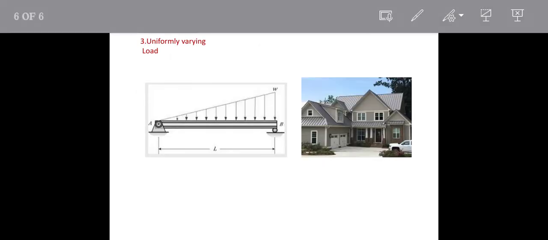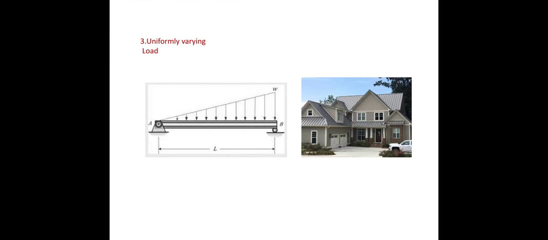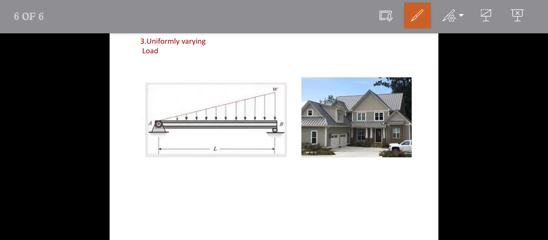So next, third type of load is uniformly varying load. So in this type of load, the load is distributed throughout the beam length, but the intensity of the load increases from one end to the other end. So this is one of the real life examples for uniformly varying load. The load which comes from this sloped roof is a uniformly varying load.